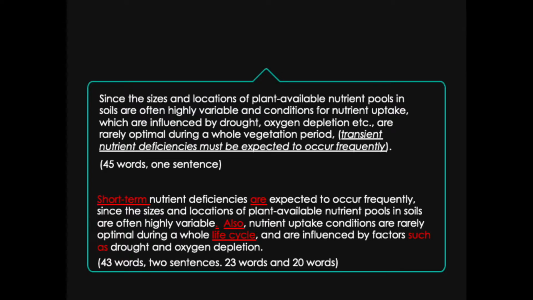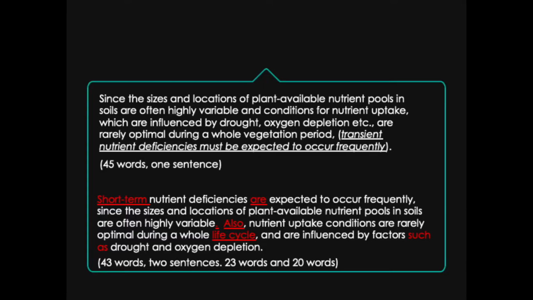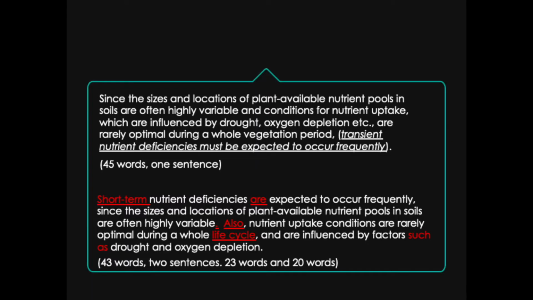Now I make a second sentence that says, also, nutrient uptake conditions are rarely optimal during a whole life cycle and are influenced by factors such as drought and oxygen depletion. So I changed vegetation period to life cycle, and I don't like that use of etc. in the first sentence. So I don't think scientific writing should use etc. If you're going to have a list of ideas, either make a complete list or indicate that the list is partial with such as.